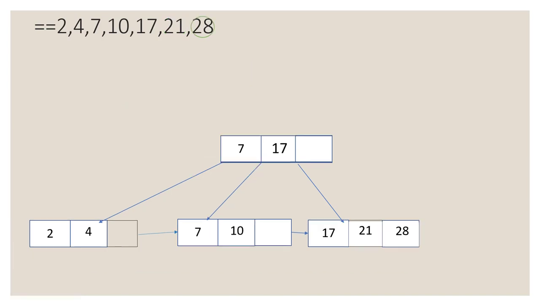Let's see if it is a balanced tree. So this root node has 1, 2, and 3 children, right? It has at least 2, so that's good. Each of these leaf nodes is at least half full. This is 67% full. Same thing here. And this is 100% full. So this is a balanced B plus tree.